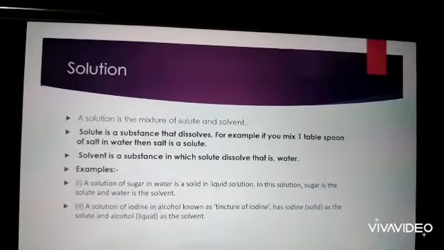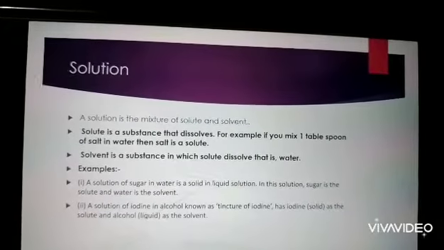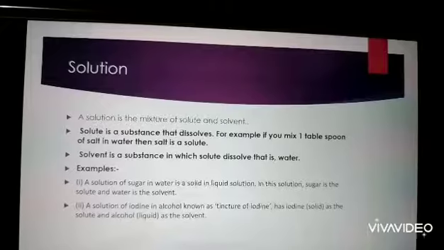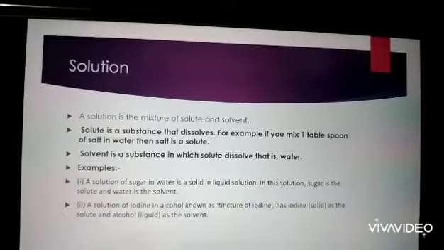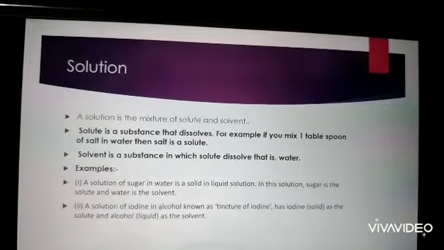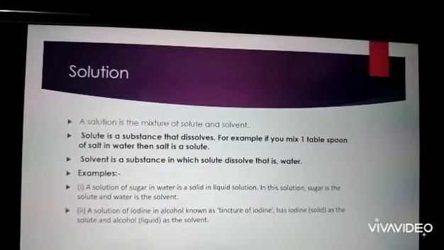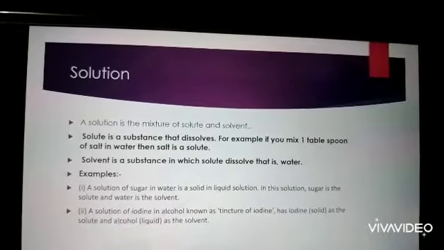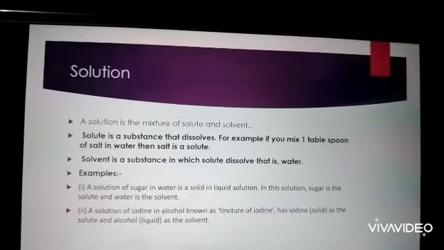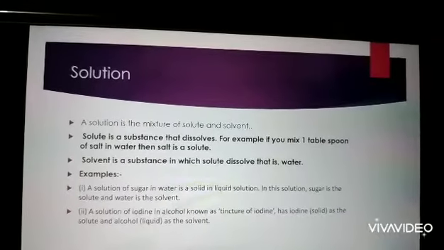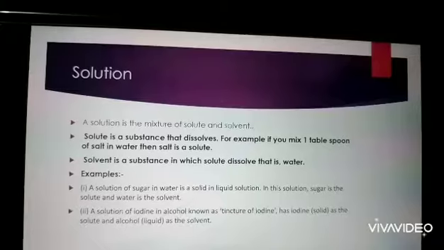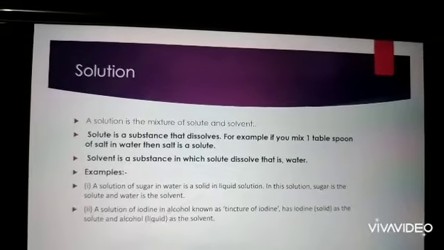For example, a solution of sugar in water is a solid in liquid solution. In this solution, sugar is the solute and water is the solvent. Like when you are making lemonade, in lemonade, water is the solvent and lemon, salt and sugar will be solute.